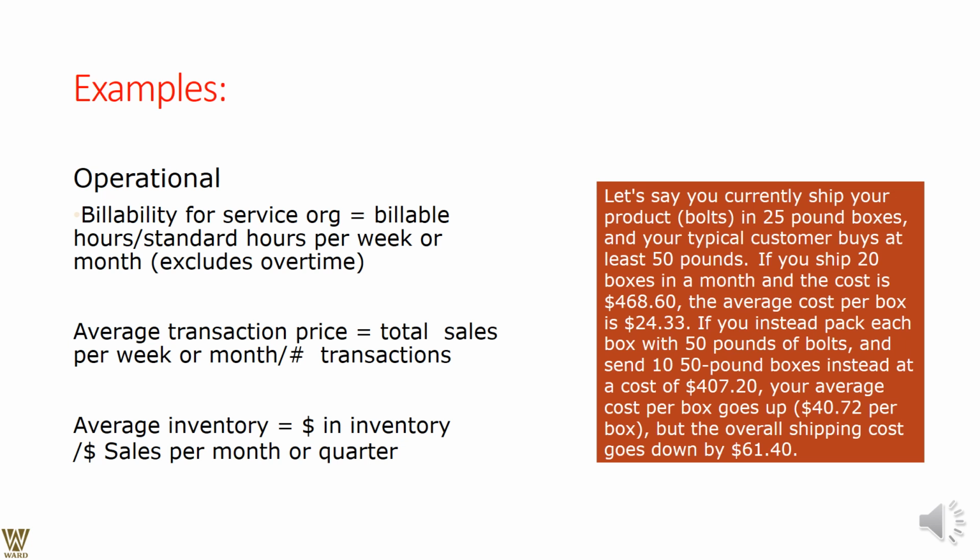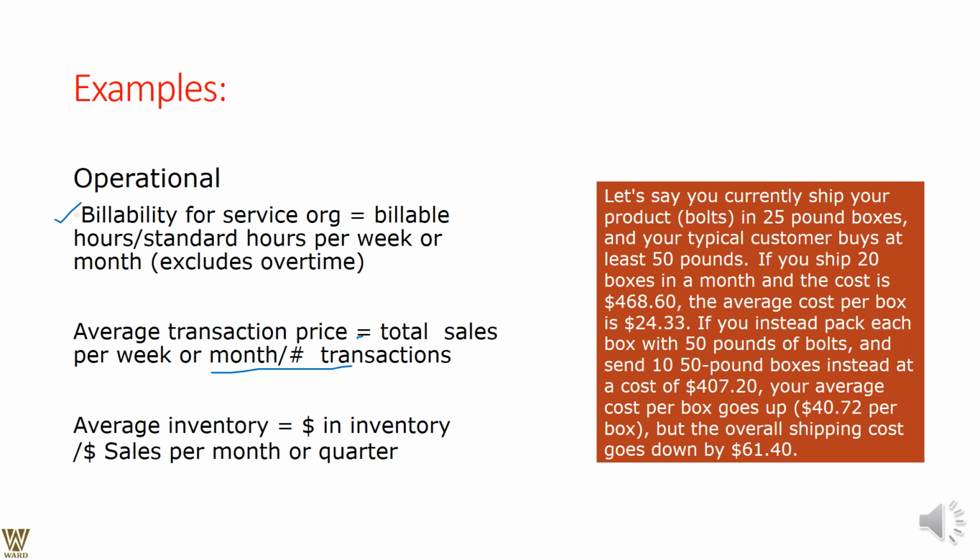So let us come up with an example. Number one is billability for the service organization, right? So what do we go around? It is the billable hours that we are working versus the standard number of hours that is required to be worked on a weekly basis. So average transaction price is the total sales per week or month divided by the number of transactions that we go around. What is the average transaction price? Is the total sales which needs to be taken care of. This is what we have to build upon.